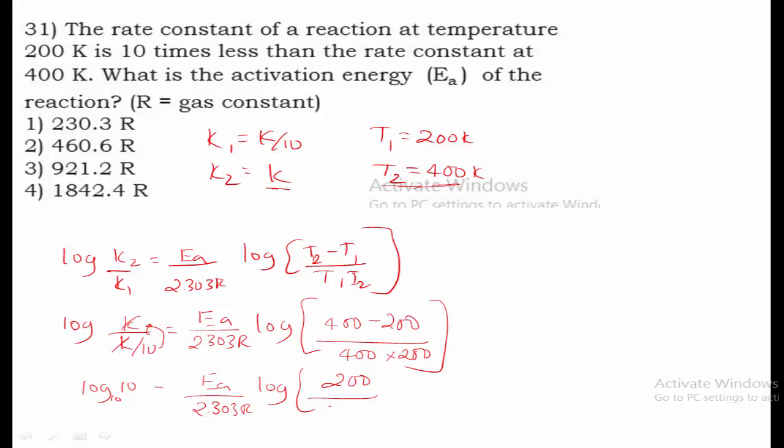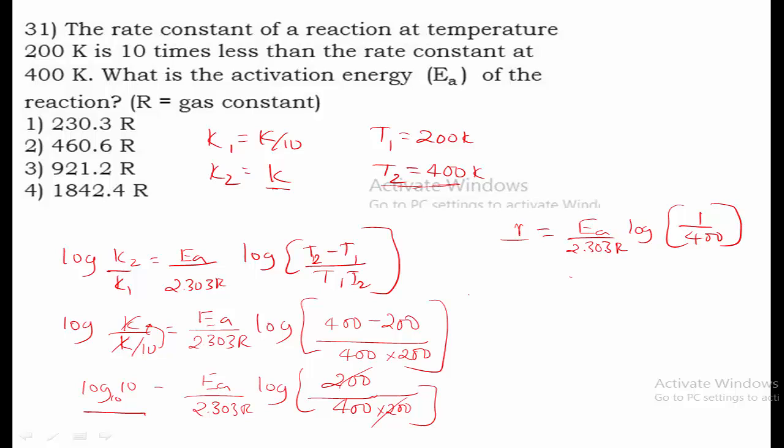So 400 into 200, the 200 into 200. So 200 gets cancelled. What will remain? So you will get 1 is equal to Ea divided by 2.303 R, log of 1 divided by 400. So simplify this. Upon simplifying, you will get Ea is equal to 921.2 R. This is the answer. So option third is the correct one.